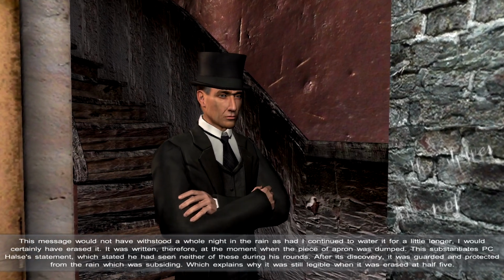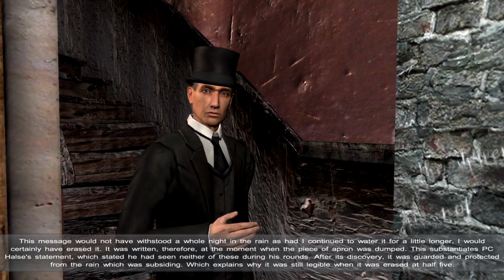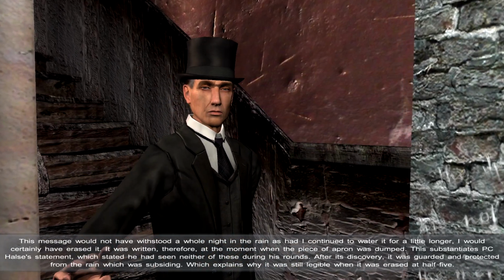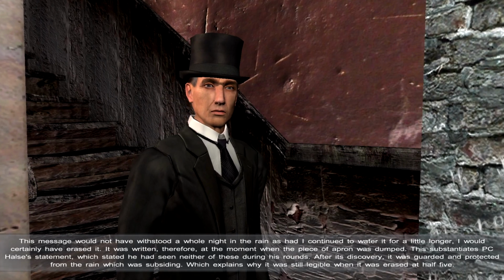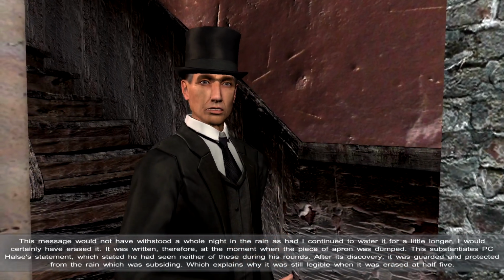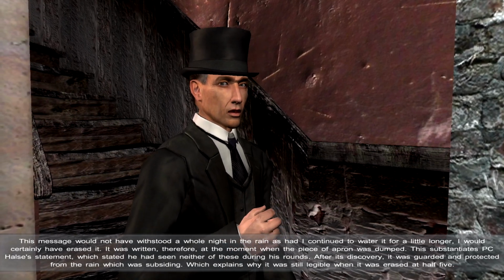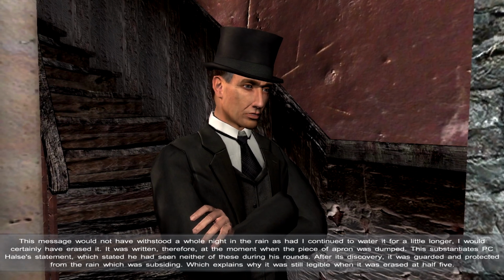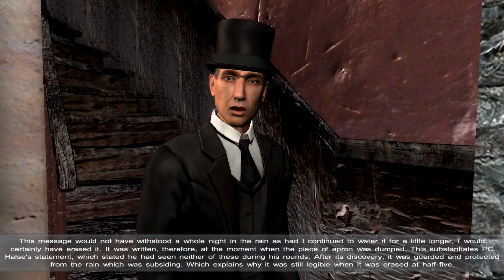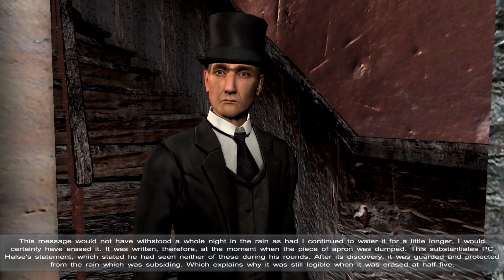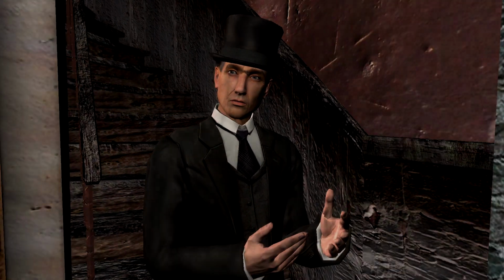This message would not have withstood a whole night in the rain, as had I continued to water it for a little longer, I would certainly have erased it. It was written, therefore, at the moment when the piece of apron was dumped. This substantiates PC Hulse's statement, which stated he had seen neither of these during his rounds. After its discovery, it was guarded and protected from the rain, which was subsiding, which explains why it was still legible when it was erased at 5:30.